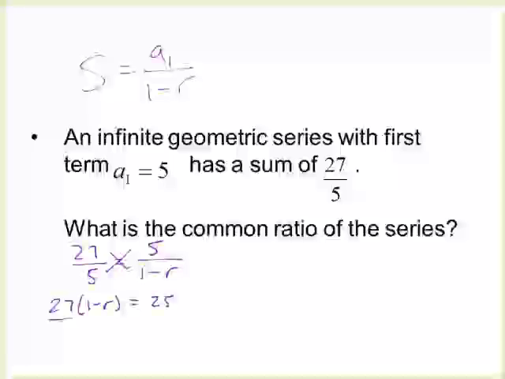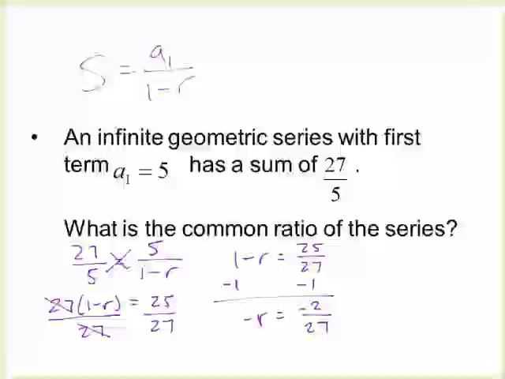And then like the last problem, you could distribute that 27, but I'm going to choose to just divide by it. And that gives me 1 minus r equals 25 over 27. Subtract 1 from both sides. So negative r is equal to negative 2 over 27. And divide both sides by that negative to get r is positive 2 over 27.